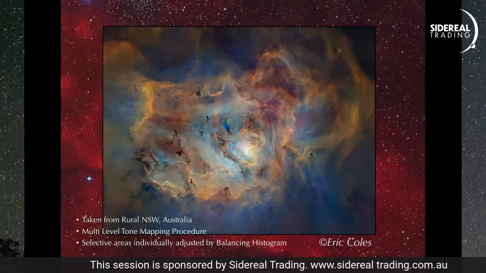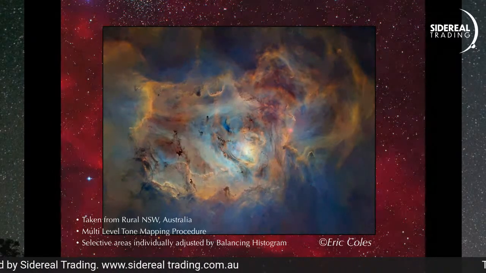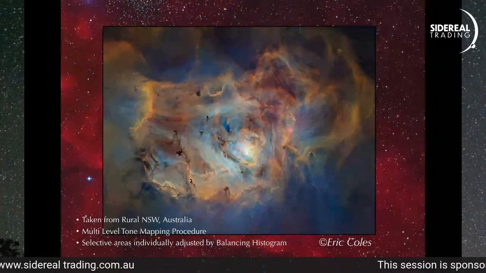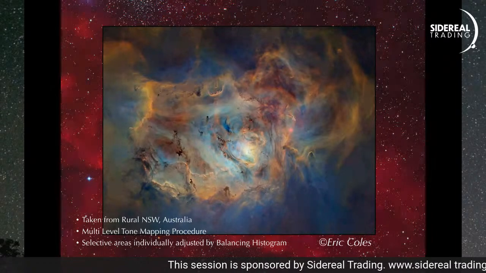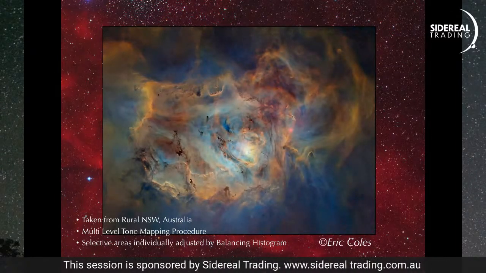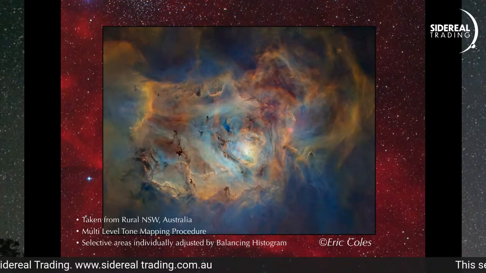Now, what, might you ask, is that? So in Lee's image, we saw lots of blue, for example, where the ionized oxygen was very, very dominant in this image. What Eric has done is he's used the histogram selectively to balance the amount of oxygen coming through in various areas.